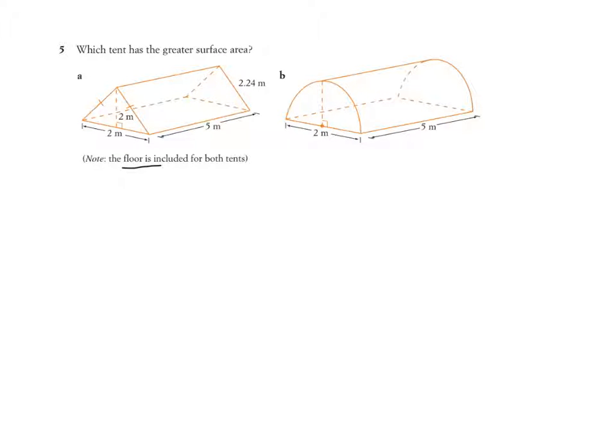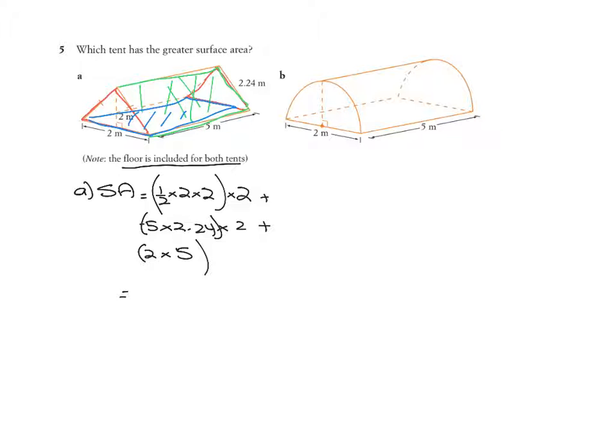Okay, so which tent has the greatest surface area? Note the instructions, the floor is included in both tents. Can I suggest you do the working yourself and then get an answer and then come back and look at the video and see if you're correct? Okay, so with the first one, I've just done a bit of the working already. The red section is the triangles that you've got there, and of course there are 2 of them, front and back. Then you've got the 2 rectangles on the side, which is the green.